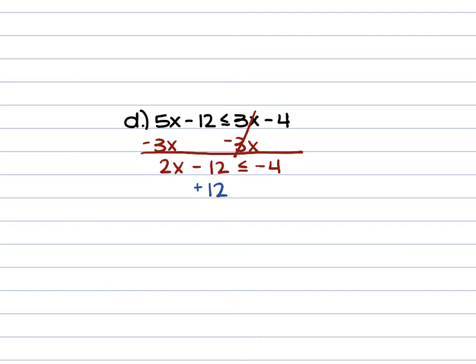I then add the 12 to both sides, and we're at 2x is less than or equal to 8. Now I'm just going to divide each side by that 2, and I get that x is less than or equal to 4.